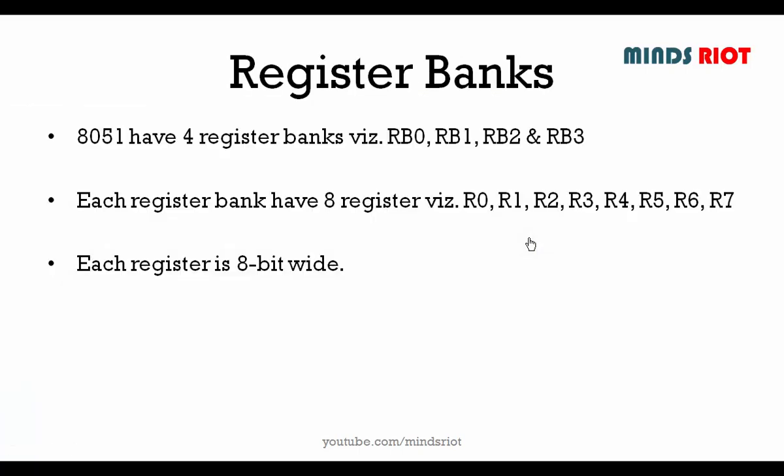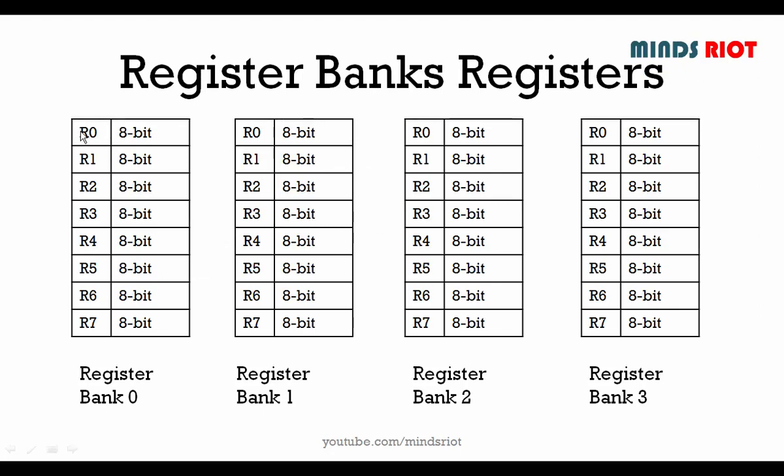The next is register bank. As I told previously, 8051 consists of 4 register banks: register bank 0 to register bank 3. Each register bank consists of 8 registers, R0 to R7. Each register is 8-bit wide. Register R0 is 8-bit, R1 8-bit, R2 8-bit, and so on.